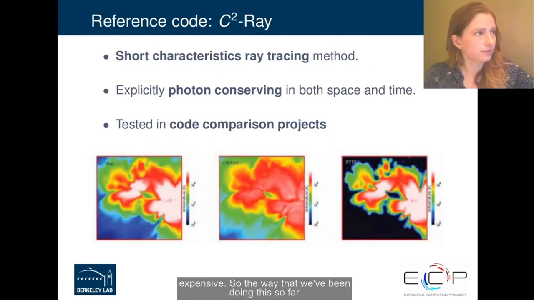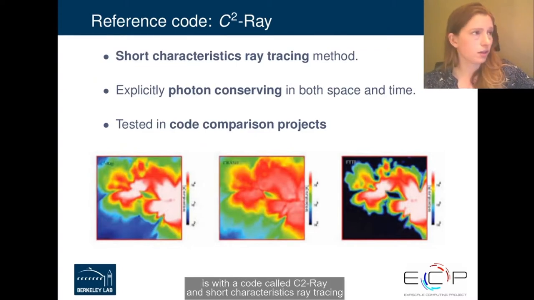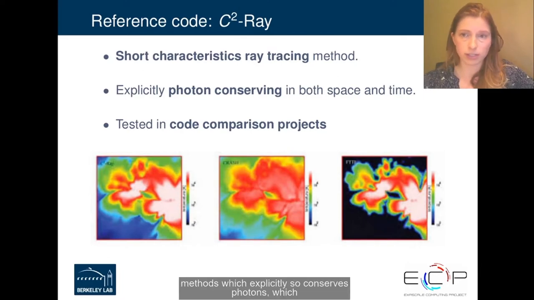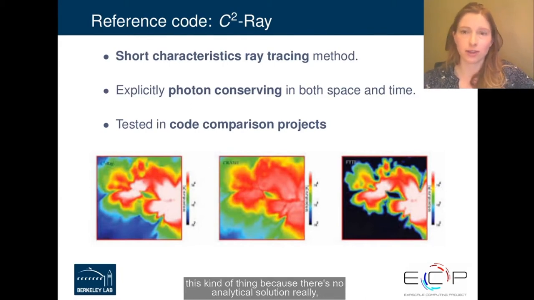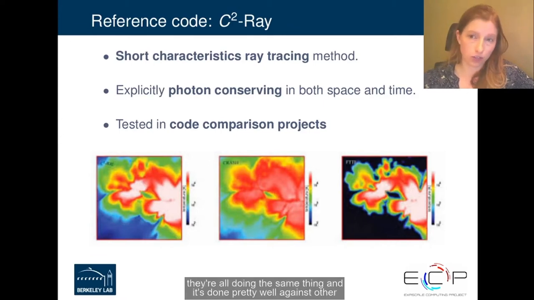which makes it expensive. So the way that we've been doing this so far is with a code called C2-Ray, and it's a short characteristics ray tracing method, which explicitly conserves photons, which you'd think they all would, but they don't. And it's been tested in code comparison projects, which is the best way to verify this kind of thing, because there's no analytical solution really. So the best thing is to get several different methods and check that they're all doing the same thing. And it's done pretty well against other codes.